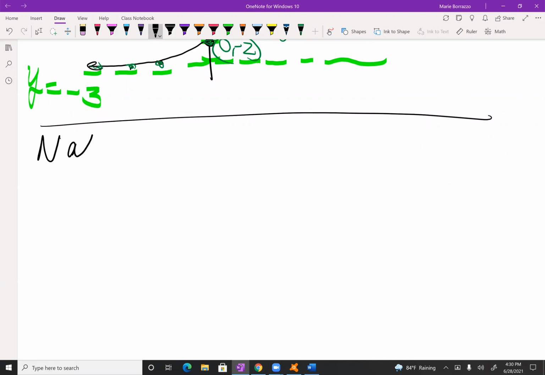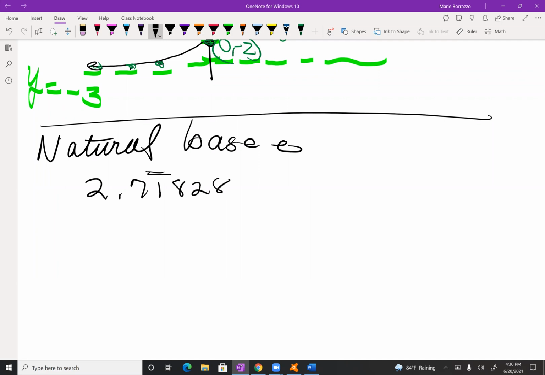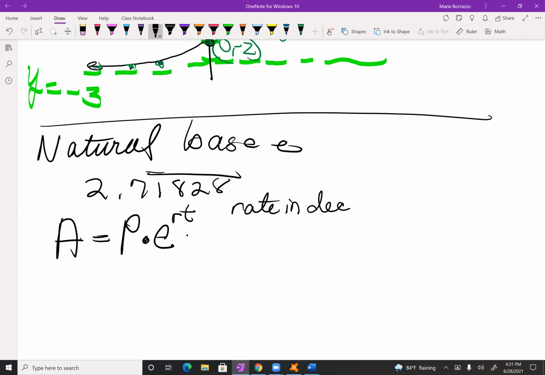So they introduce in the notes natural base e, which we know is 2.71828 repeating. And the reason why they introduced this base is because we're going to talk about future value, where you have the present value times natural base e, and natural base e is raised to the rate times time. Rate is always in decimal form. Time is always in years.